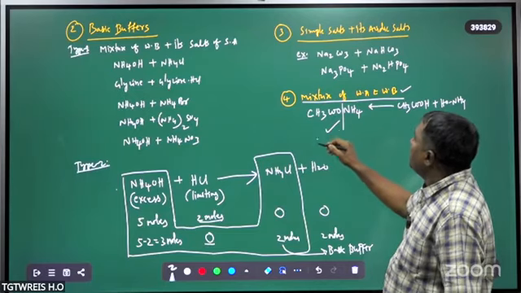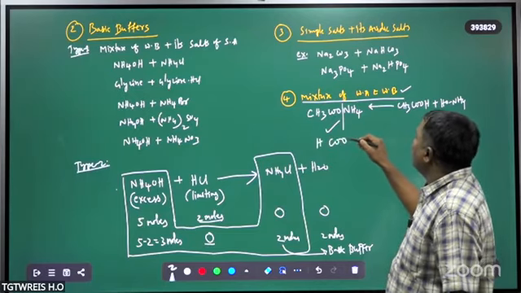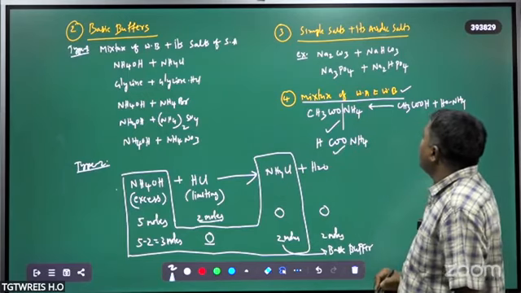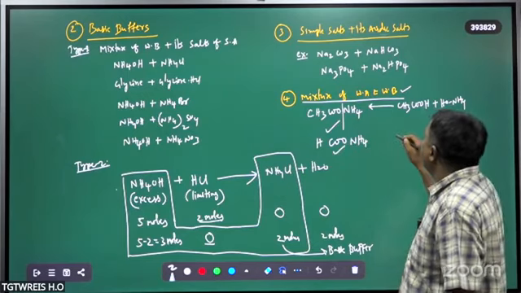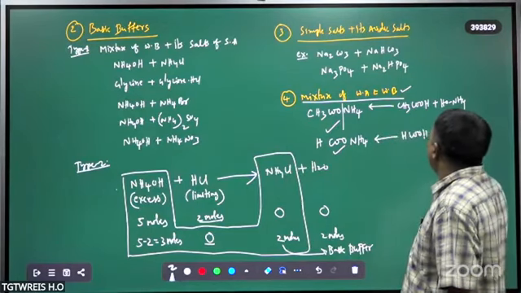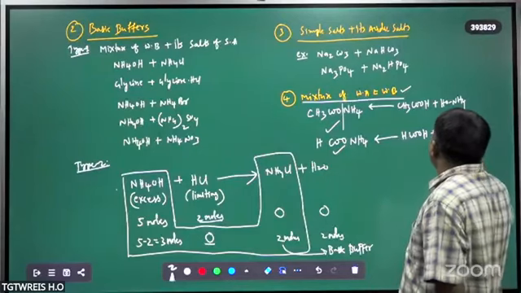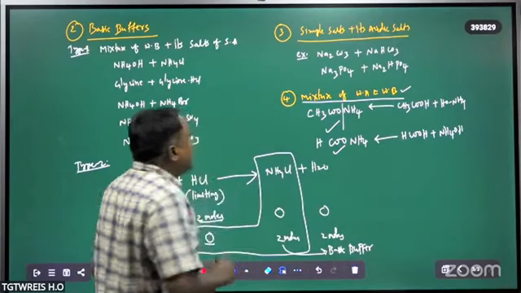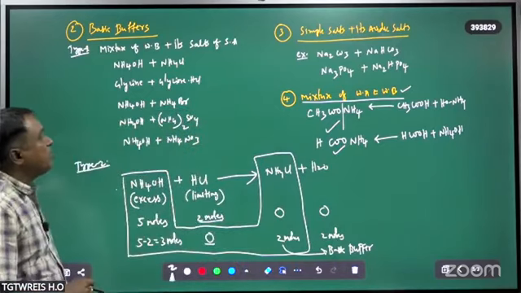And one more, that is the HCOONH4. This HCOONH4 is a mixture of weak acid and weak base salt. It is formed by HCOOH, formic acid plus ammonium hydroxide. So this is also a type of buffer solution. So there are various types of buffer solutions.